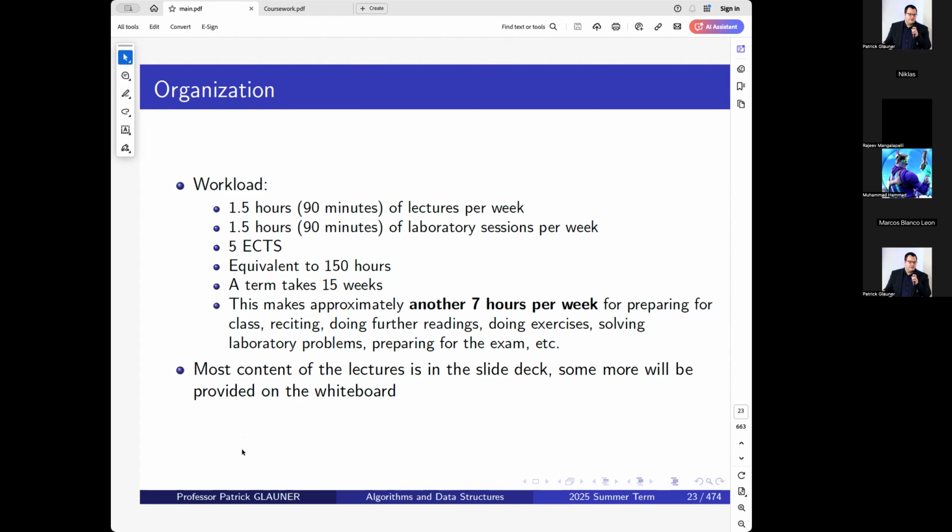And most of the content we discuss is available in the slide deck, but I will provide some new stuff on the whiteboard. So I use my iPad and I stream the iPad into the Zoom session to develop some new ideas, to show you some extra stuff, especially some complex mathematical derivations. It's not fun presenting this from a slide deck, but rather I will step by step derive it on the iPad.